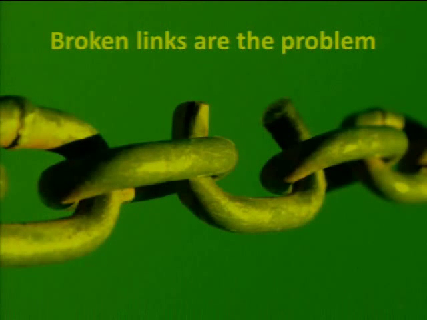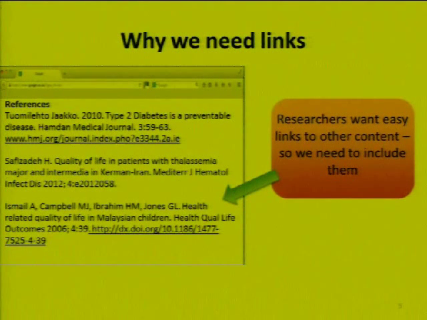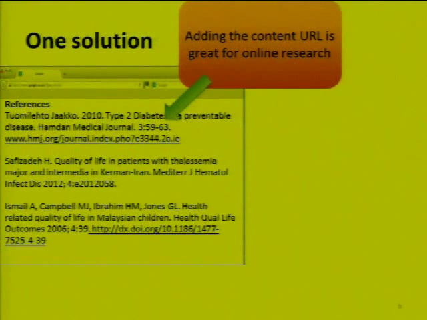So what is the problem? The problem is broken links online. And I'm sure everybody has come across problems with this. The reason we want links is that researchers want to be able to follow a train of information online, to read an article, to go to the reference list, and from that reference list to easily get to the articles that are in the reference list. This is part of the whole online research reading experience, which is becoming really important. So we need, as publishers, to include hypertext links within the references to enable readers to jump on.